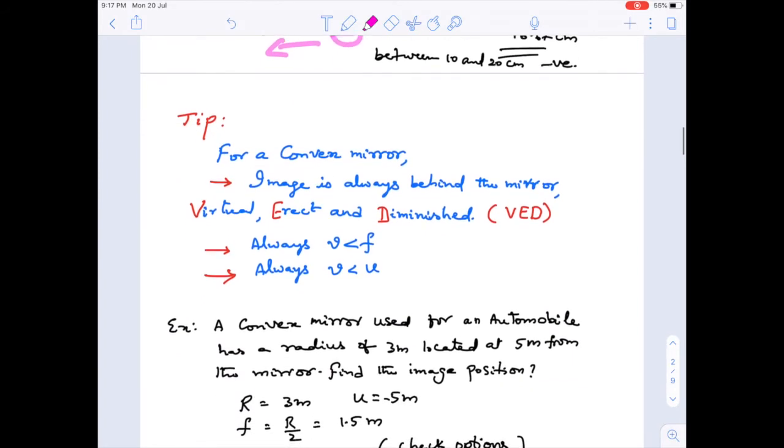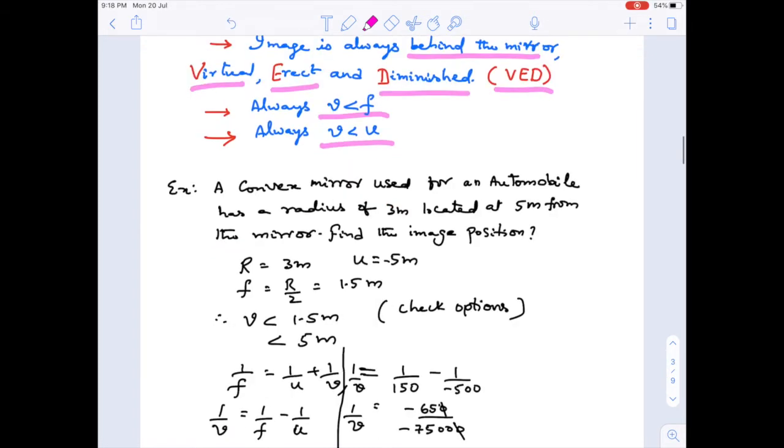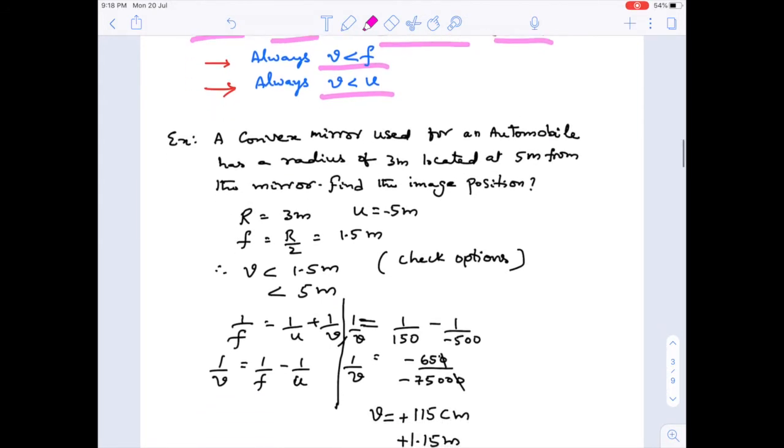Now, another tip before I go to the next example: for a convex mirror, as we have seen in the previous videos, the image is always behind the mirror and therefore it is virtual, erect, and always diminished, small. So, you identify VED, you can remember this VED. Now, image distance is always less than focal length, and also less than the object distance. So, v is less than f, v is less than u, and the image is always virtual, erect, and diminished. Using this simple tip, let us look at this example.